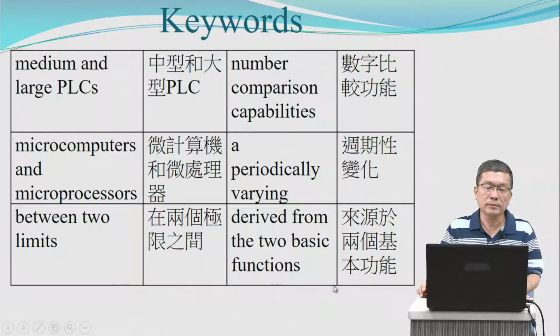Introduction. The keywords: the medium and the large PLC, number comparison capabilities, microcomputers and the microprocessors, a periodically varying number between two limits, derived from the two basic functions.